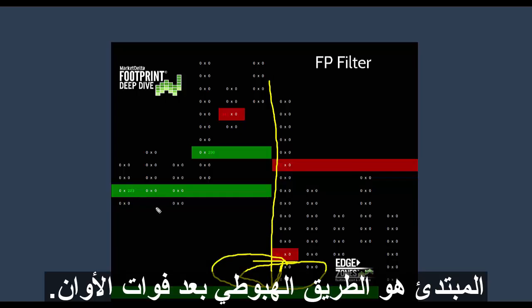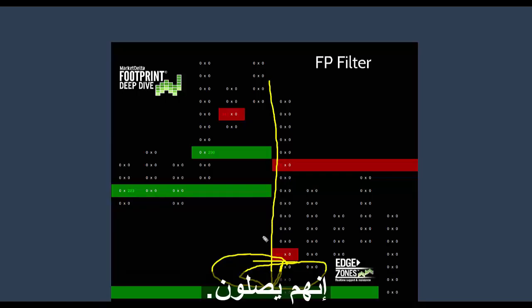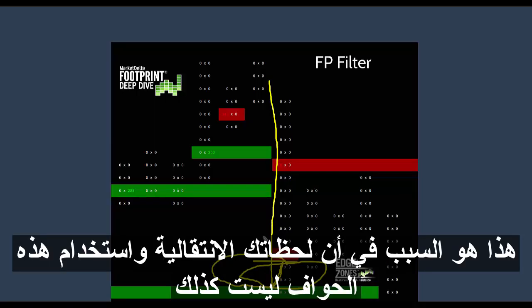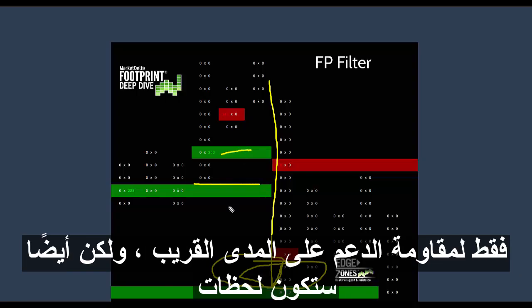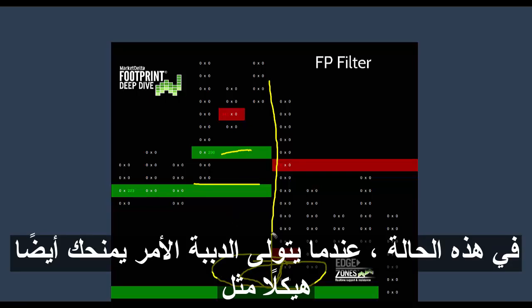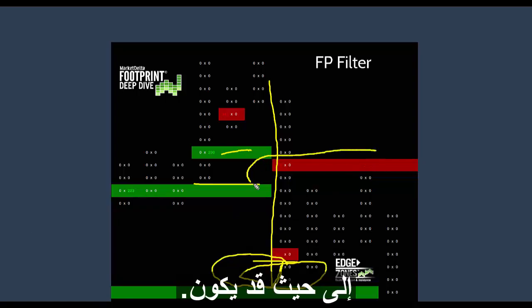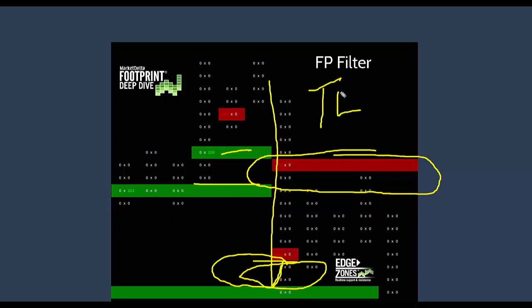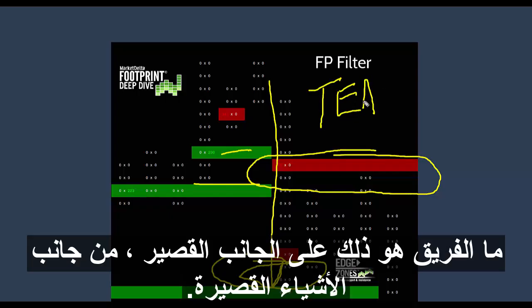By the way, the novice is bearish way too late. They're bullish way too late. They're reaching. That's why your transitional moments and using these edge zones, not only for near-term support resistance, but also B2B moments, transitional moments when the bulls take over, in this case, when the bears take over. It also gives you structure as to where it might come back and retest for you to do what? Get on the team. What team is that? On the short side of things.